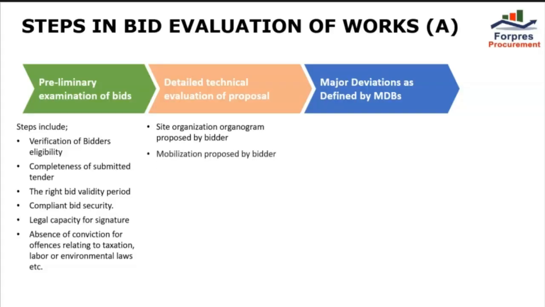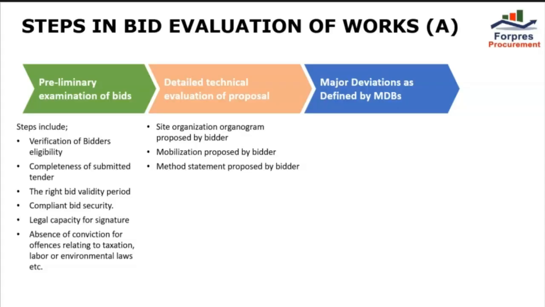Number 2 is the mobilization schedule proposed by the bidder, which must be adequate to install the contractor's temporary facilities and commence construction of the works in a timely manner. Number 3, the method statement proposed by the bidder must demonstrate adequate understanding of the methods of construction to be used for the different parts of the works and that this meets applicable engineering and safety standards. The quality assurance system of the bidder is also considered under this particular topic.